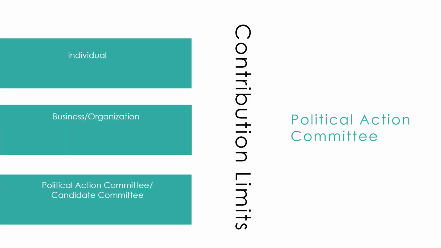The contribution limits for the remaining committee designations are similar. Political action committees can receive $13,700 from an individual, $27,400 from a business or organization general fund, and $68,500 from another political action or candidate committee. The contribution limits reset each calendar year.